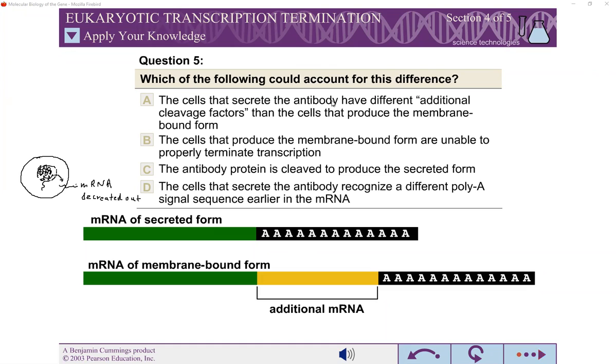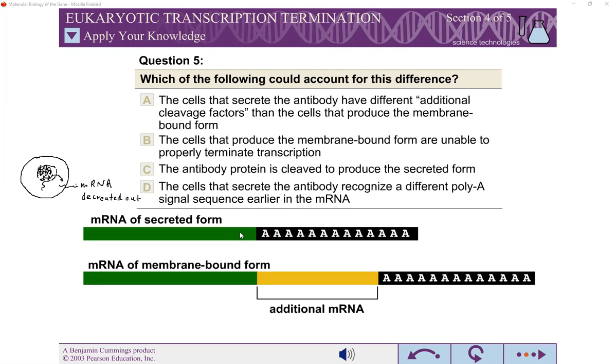The cells that secrete the antibody have different additional cleavage factors than the cells that produce the membrane bound form. The cells that produce the membrane bound form are unable to properly terminate transcription. The antibody protein is cleaved to produce the secretory form. The cells that secrete the antibody recognize a different poly A signal sequence earlier in the mRNA.